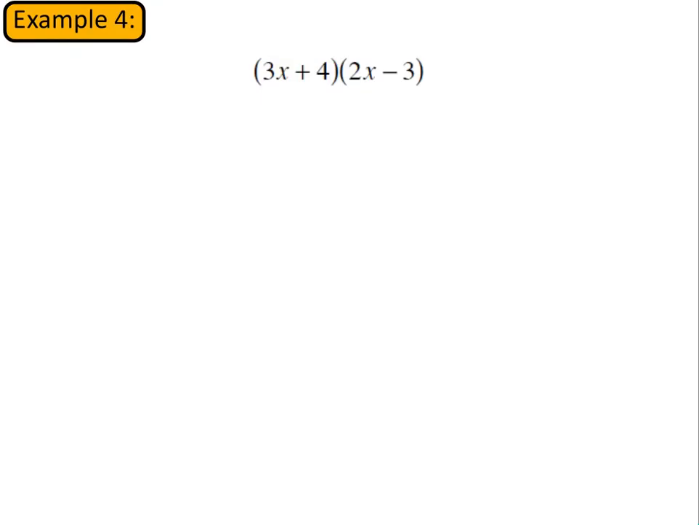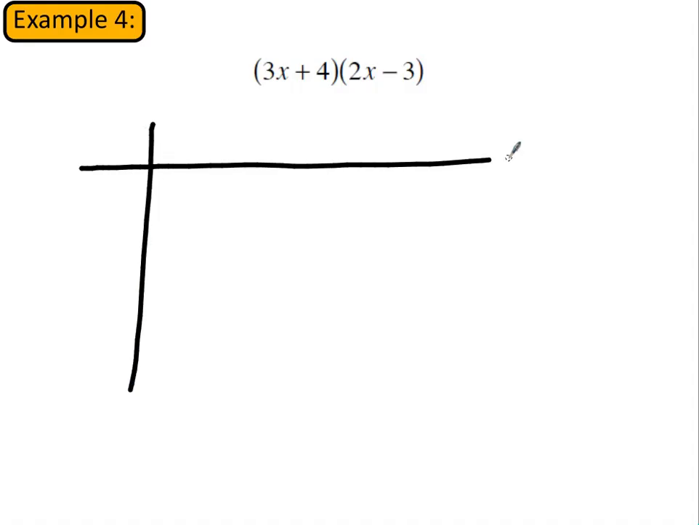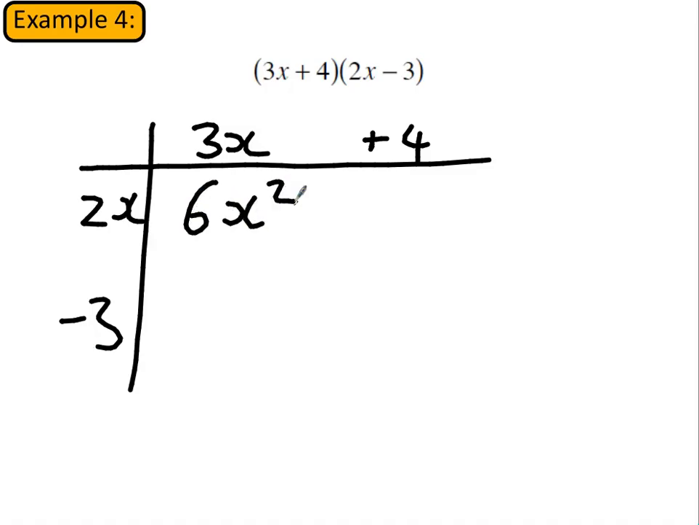Now in this last question we're going to have a few more things to deal with. This one looks a little more complicated, but the principle is exactly the same again. 3x and a plus 4, 2x and a minus 3. So here we go. So 2x times 3x is 6, don't forget x squared. 2x times 4 is 8x.